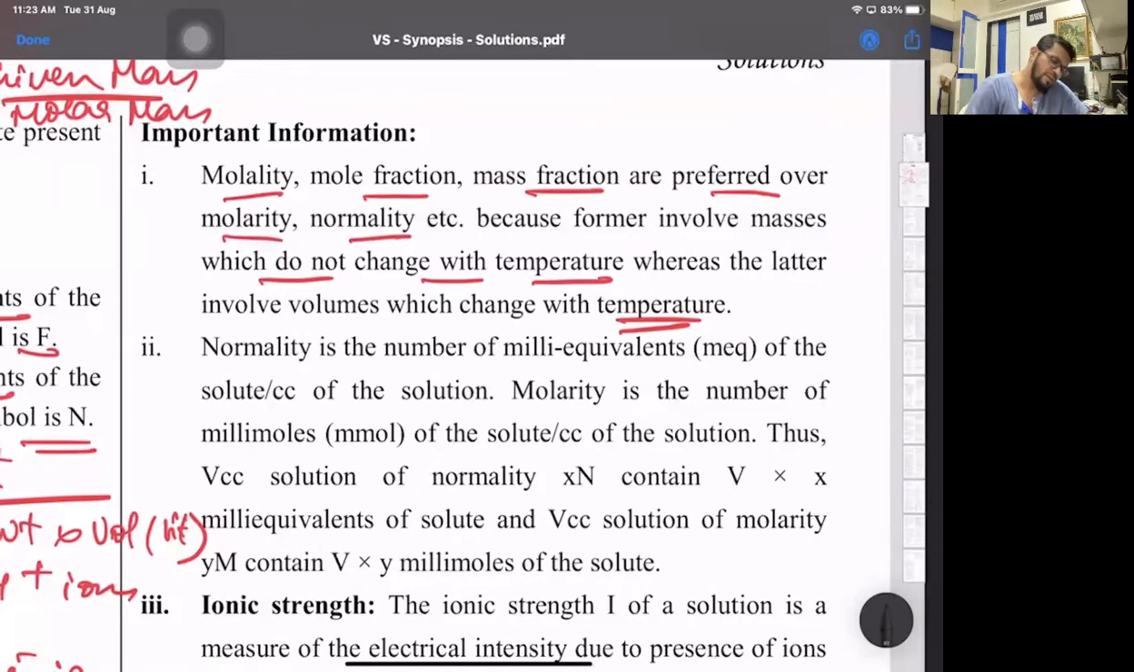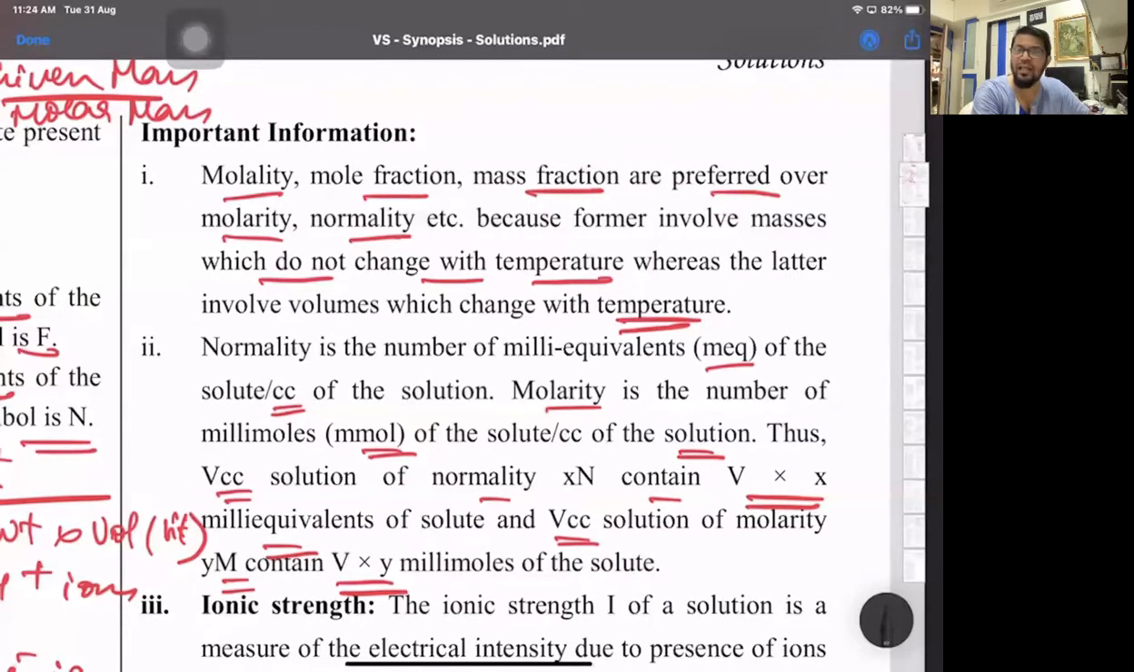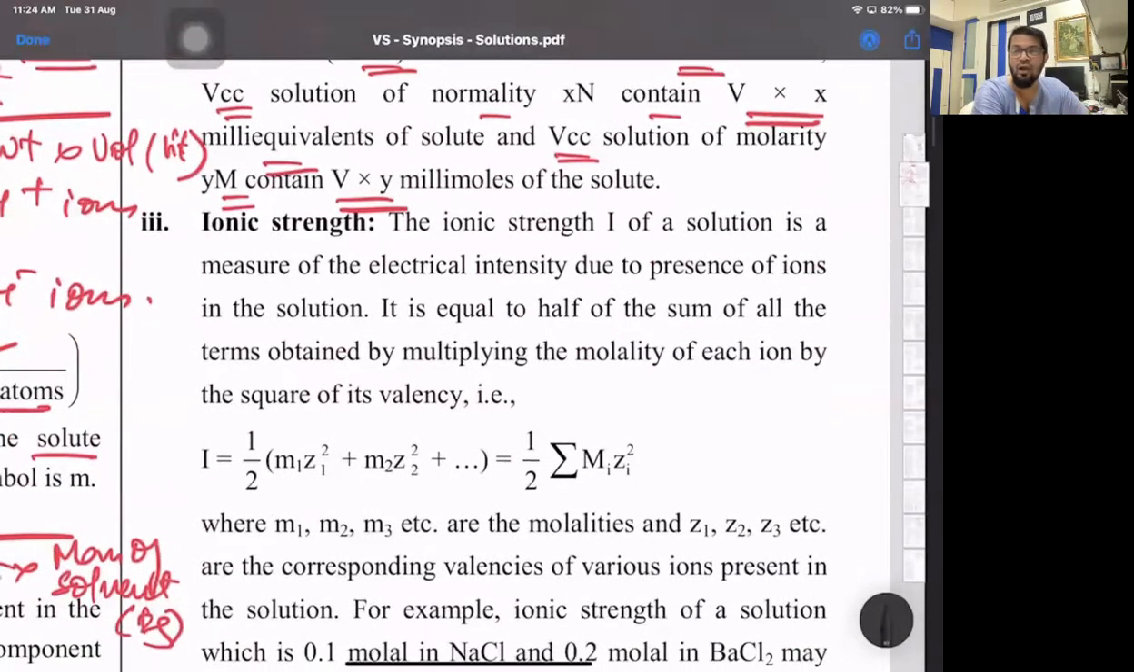Is this clear? So that's the reason why a better way to express concentration is molality, mole fraction, and mass fraction. Normality is the number of milliequivalents of the solute. Molarity is the number of millimoles dissolved. Thus, V volume of solution of normality X contains V into X milliequivalents, and V cubic centimeter of solution of molarity Y contains Y into V millimoles of solute. So for molarity we can calculate its millimoles, and for normality we can calculate its milliequivalents. Okay, that's one.